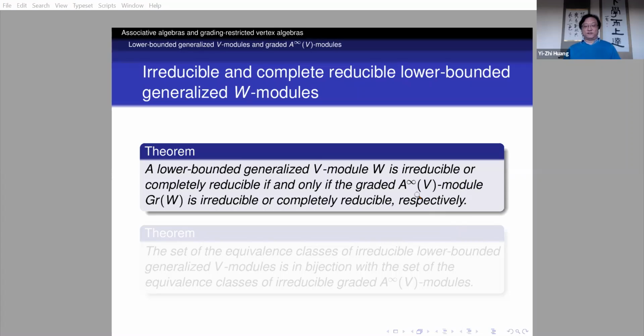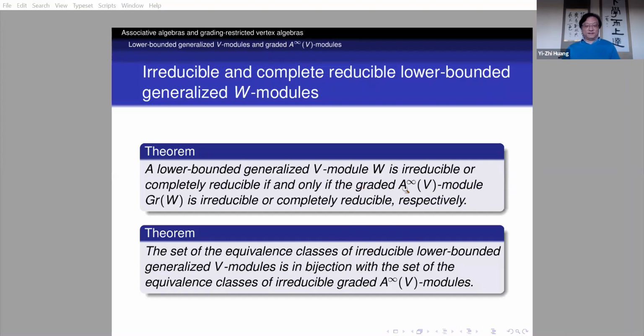Certainly I shall say that this kind of result shows that A infinity(V) is the correct algebra. But certainly this is not easy for calculation, because A infinity(V) is something not easy to calculate. But this is just like a universal enveloping algebra. It provides a framework for future study. That's the main thing.